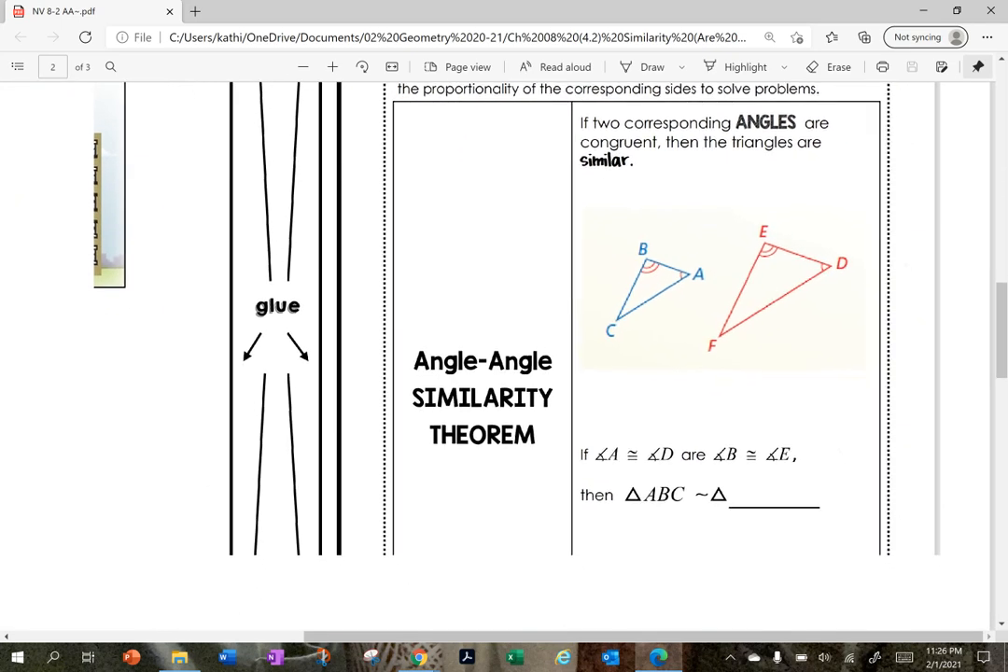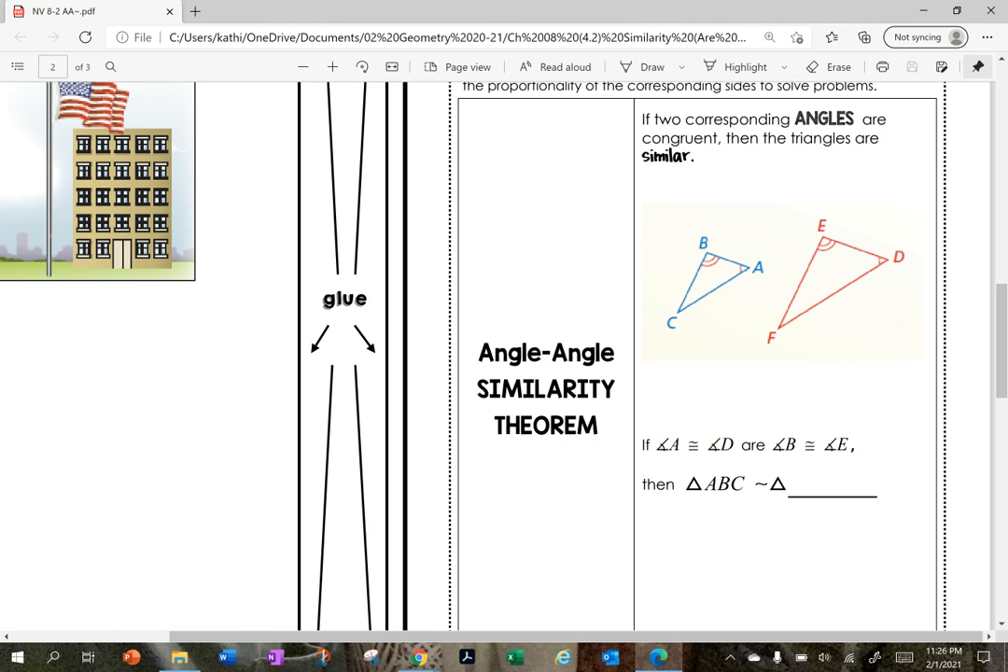Okay, so let's start out with what is the angle-angle similarity theorem? If two corresponding angles are congruent, then the triangles are similar. So if I see that I have two pairs of corresponding angles congruent, then I know the third set of angles are congruent, so I know my triangles are similar.